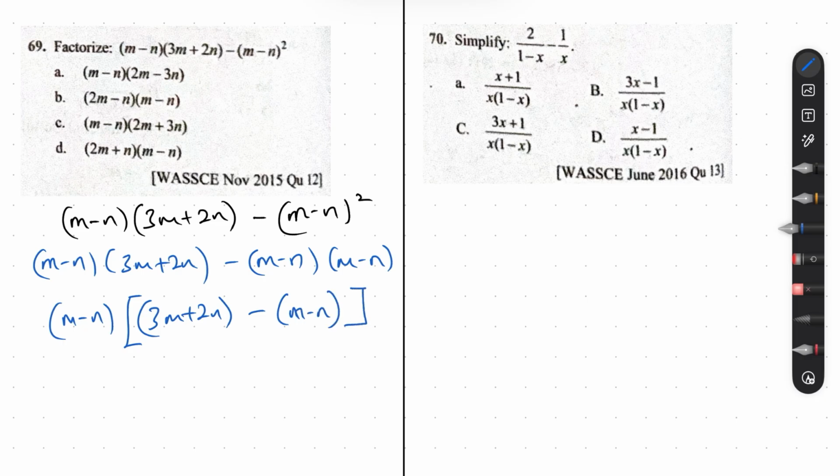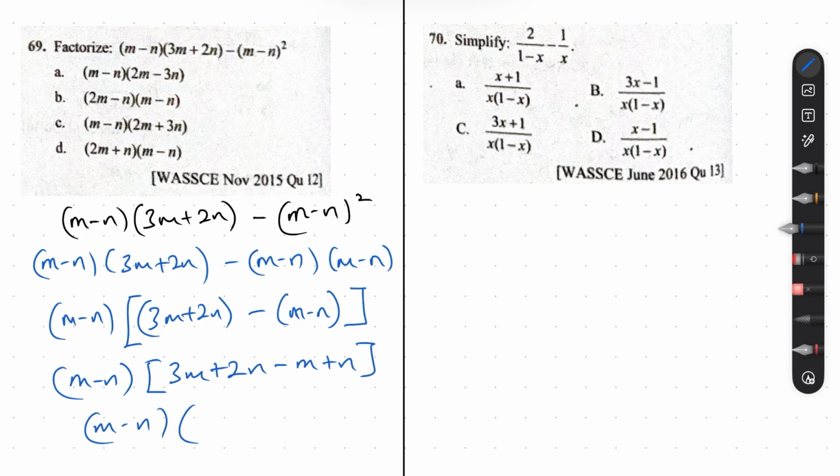Okay, let's continue. We have m minus n. Then we simplify what's in the square bracket. We have 3m plus 2n minus m plus n. So let's simplify. We have m minus n. This will give us 2m plus 3n. So this is our solution. m minus n, 2m plus 3n, which is C. Okay, cool. Let's move on to question number 70.